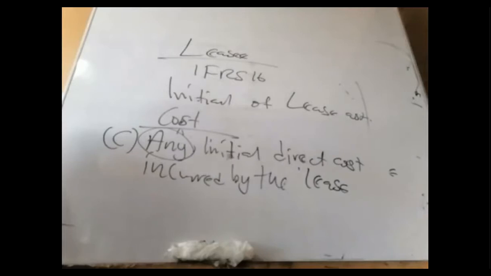That's extremely powerful. And then the last one, that's D. Any costs which the lessee will incur for dismantling and removing the underlying asset or restoring the site at the end of the lease term. Very powerful. This cost is the one that's very stubborn in IAS 16. You can also see it in IAS 37. So any cost, such as dismantle cost.